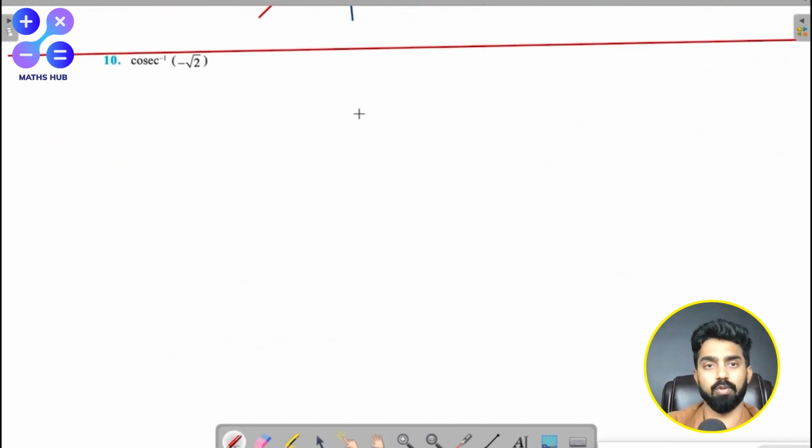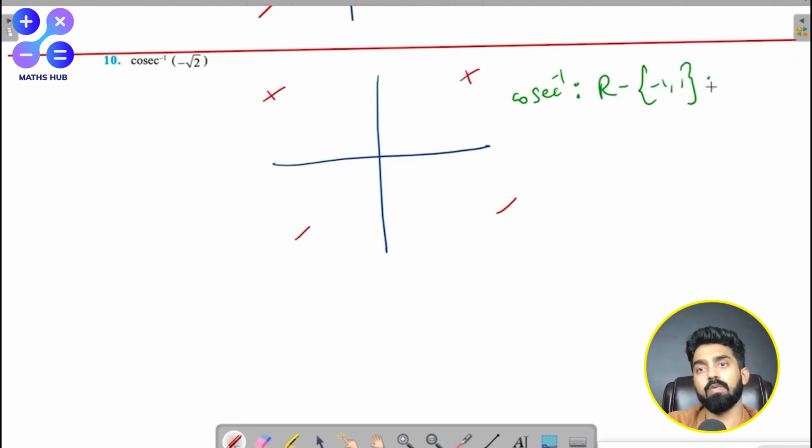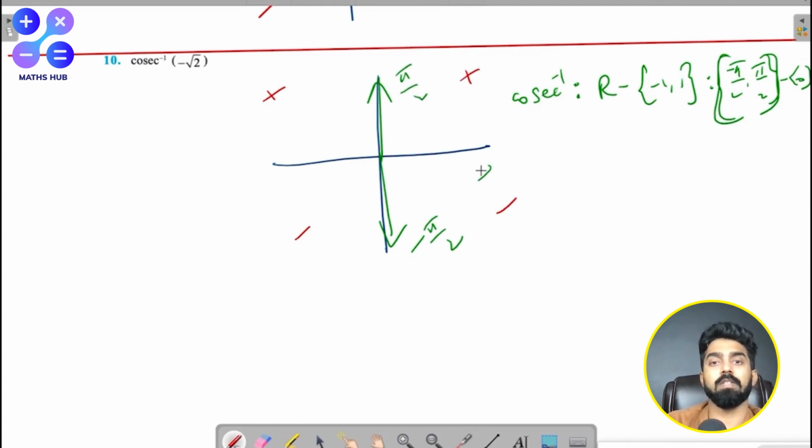We have cosecant inverse of minus root 2. So now again, sine and cosecant both are positive here, negative here. And we know that cosecant inverse goes from R minus (-1 to 1) and gives you values from minus pi by 2 to pi by 2 except for 0. Right? So it gives you all these values except for 0. Minus pi by 2 to pi by 2 minus 0. Now, cosecant inverse of minus root 2. So this is going from these values, right? So minus pi by 2 to pi by 2. So it lies somewhere in this place, right?